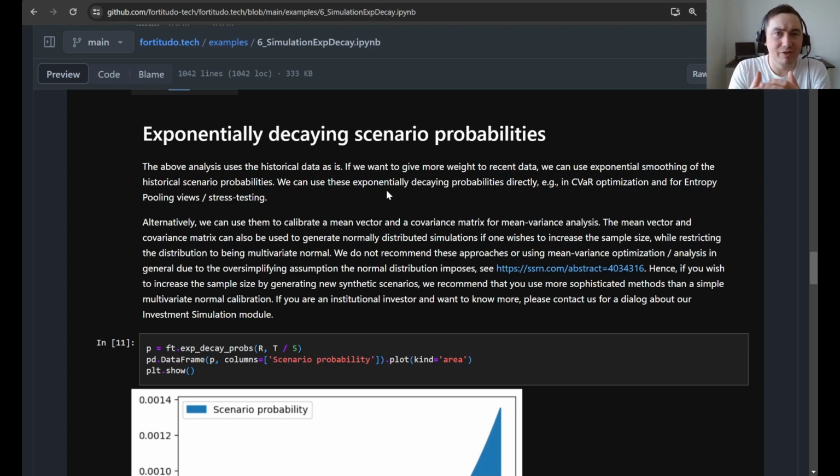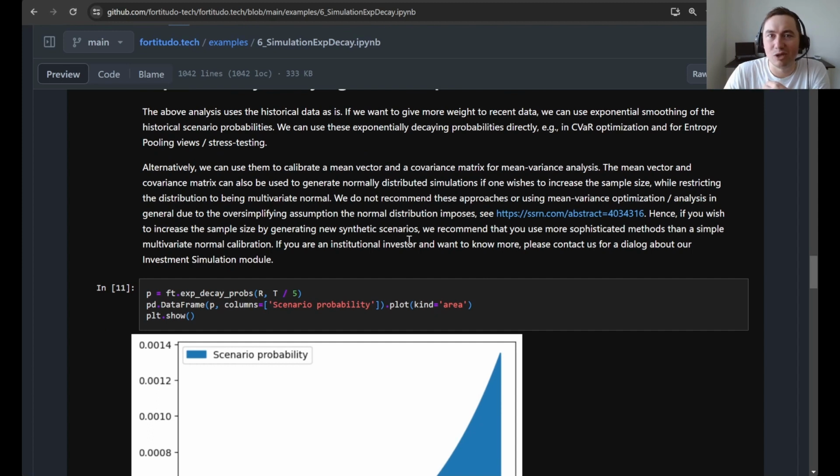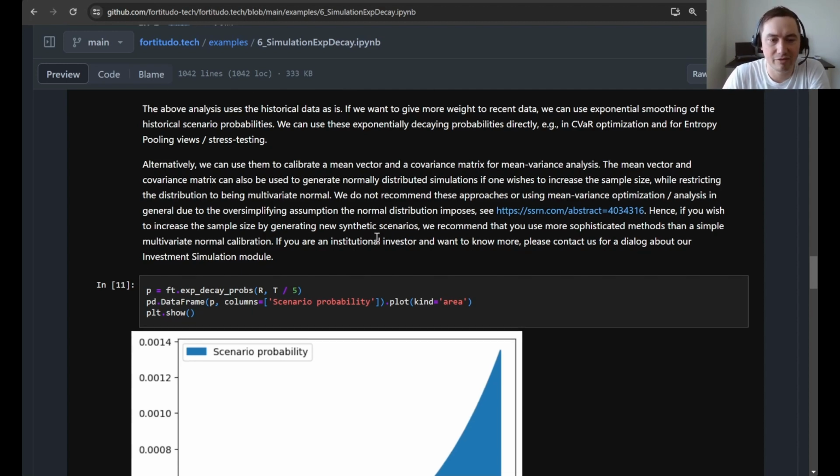It's not something that we recommend using because, of course, we argue that mean variance optimization is not really good to approximate real world market behavior, which you can read about in these articles. So yeah, we encourage you to do some more sophisticated risk modeling if you want to increase the sample size from the historic observations that you have.